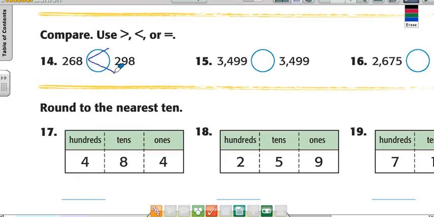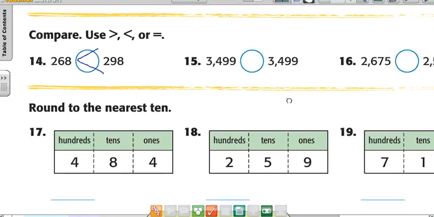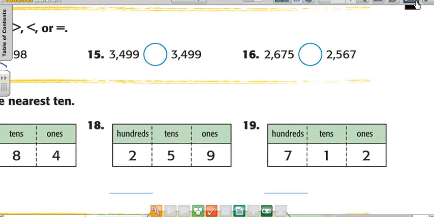Look at 15. What sign am I going to use? Equal, because they're the same, aren't they? And 16. So greater than. Well, I looked at the thousands place. Those numbers are the same, right? So what other numbers do I want to look at? In the hundreds. Look at 6 and 5. So now I know that 6 is greater than 5. So then I use the greater than sign.